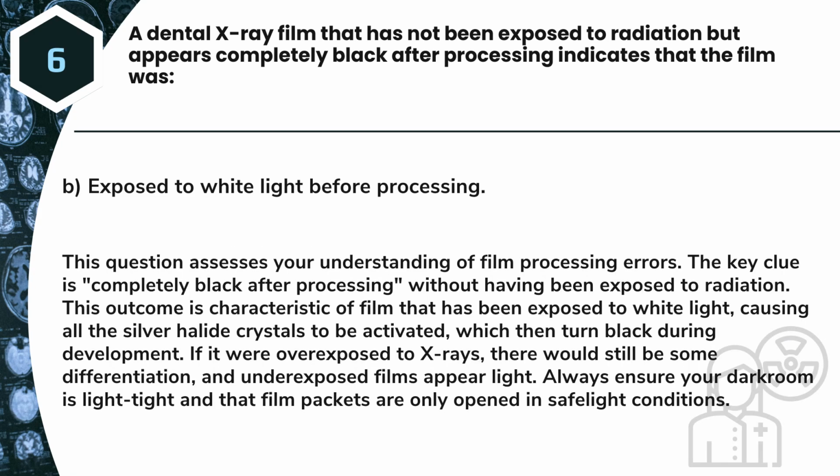Answer: B. Exposed to white light before processing. This question assesses your understanding of film processing errors. The key clue is completely black after processing without having been exposed to radiation. This outcome is characteristic of film that has been exposed to white light, causing all the silver halide crystals to be activated, which then turn black during development.